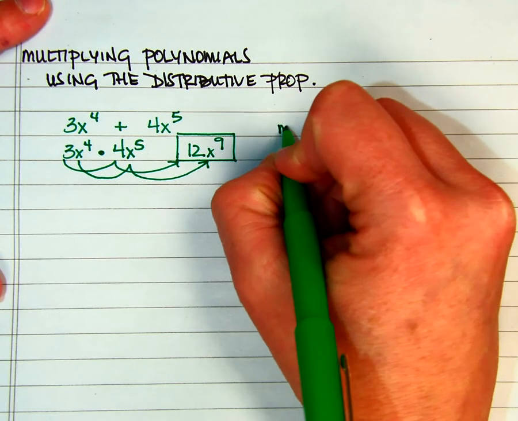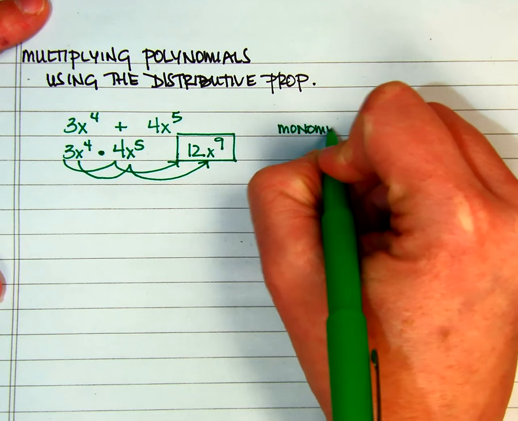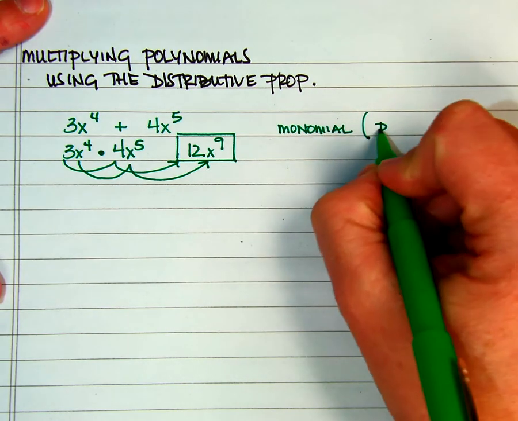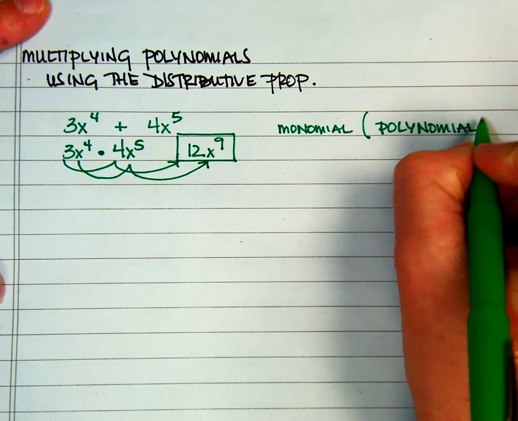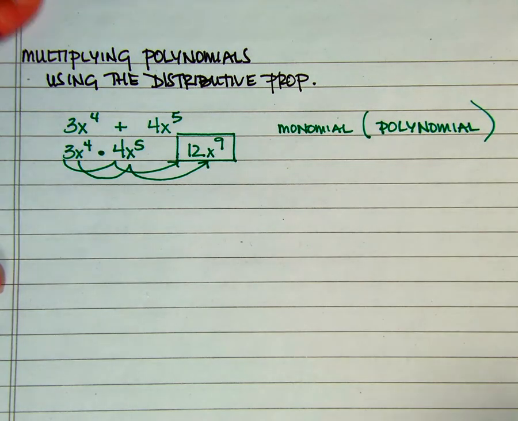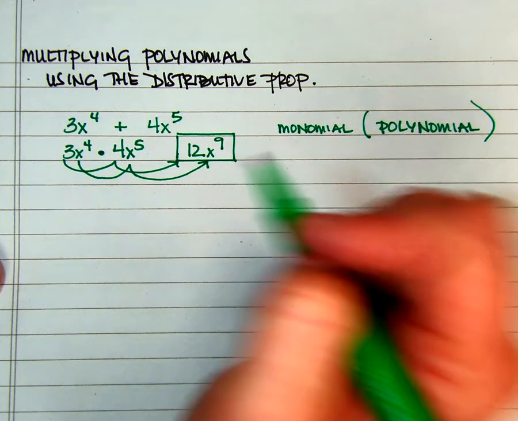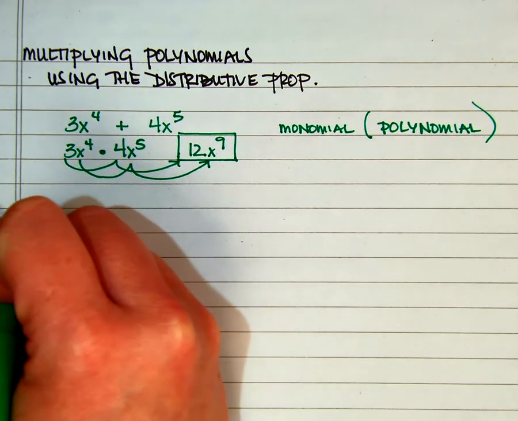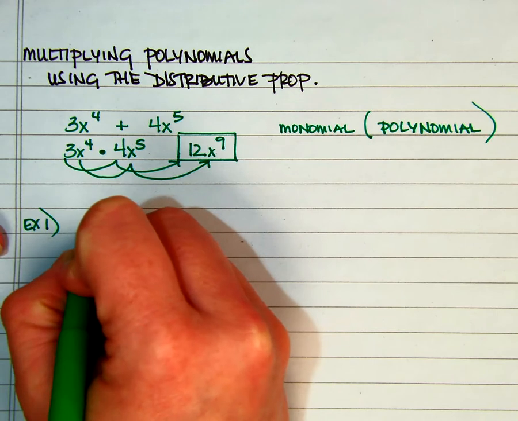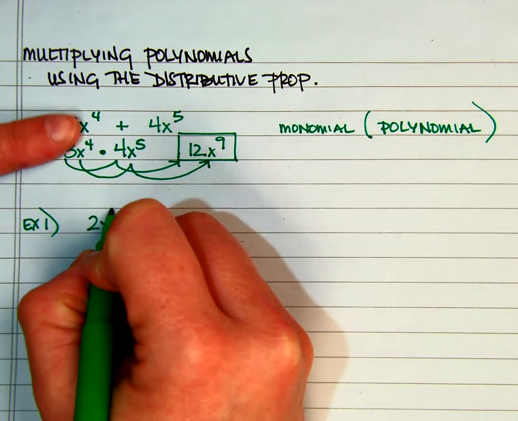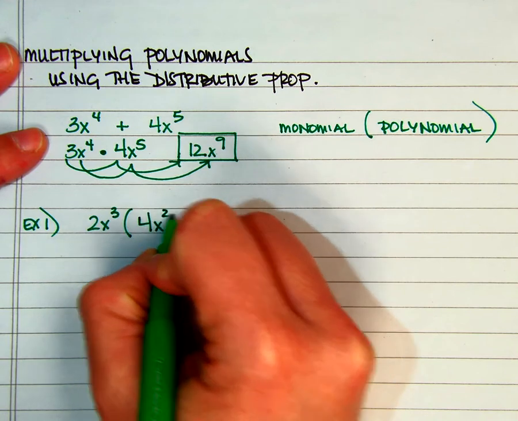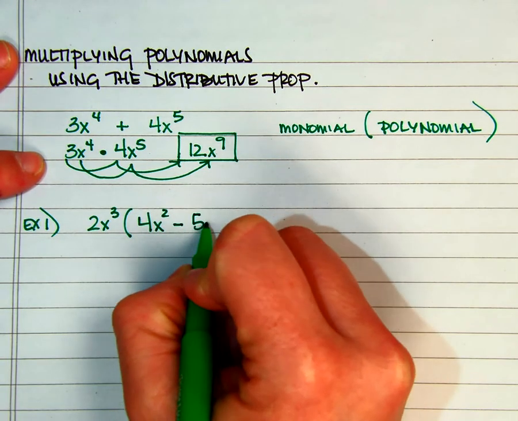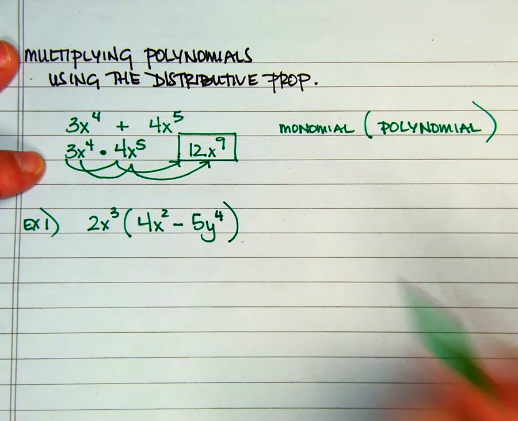going to be multiplying today a monomial times some polynomial. So in other words, that could be another monomial, it could be a binomial or a trinomial or even something longer. Okay, so let's start off with an example. If I have 2x to the 3rd times the quantity of 4x squared minus 5y to the 4th.